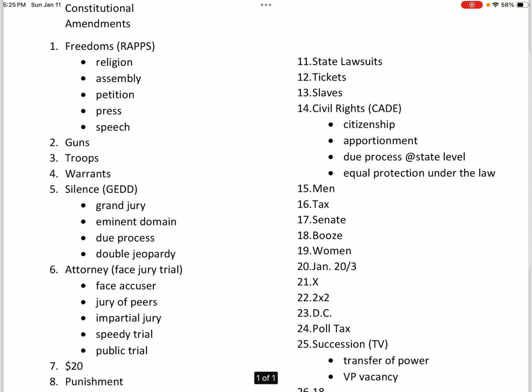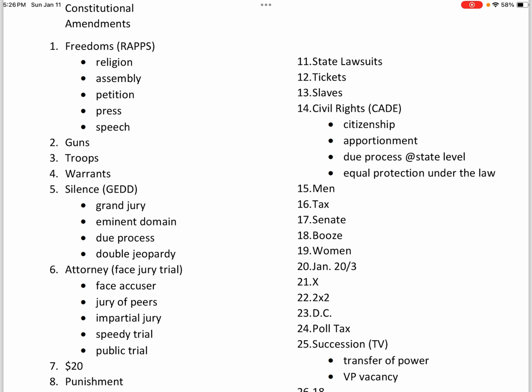Now moving on to the next amendment, state lawsuits. This came shortly after the ratification of the Constitution, 1793, I want to say, and it basically said the federal government must stay out of state lawsuits. It happened after, I want to say, some men in South Carolina sued the state of Georgia. And they said that that could not happen that way. That states could not be sued by other states.